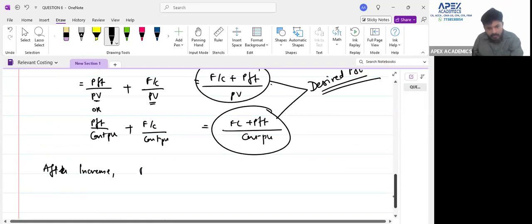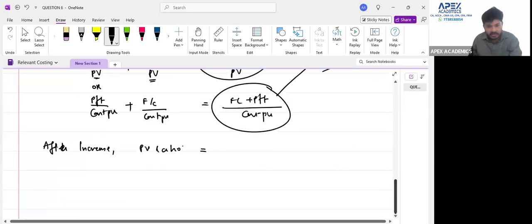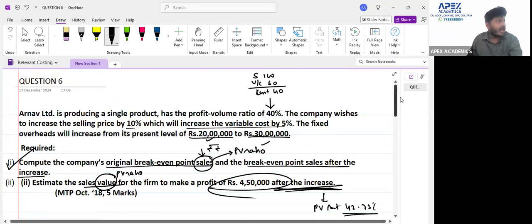After the increase, comma, PV ratio, how much is it? PV ratio is equal to 42.73%. What is the answer? 42.73%. After the increase, fixed cost is how much? What is your desired profit? The desired profit they have given you in the question is 4,50,000. Agreed or disagreed? Agreed.